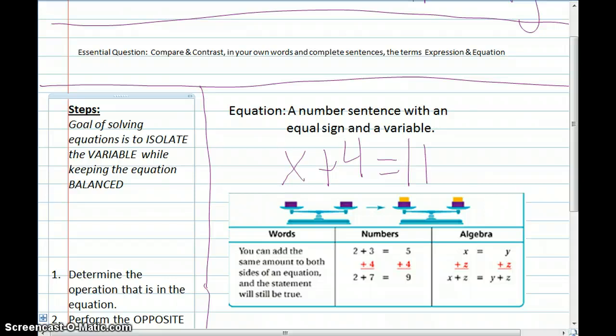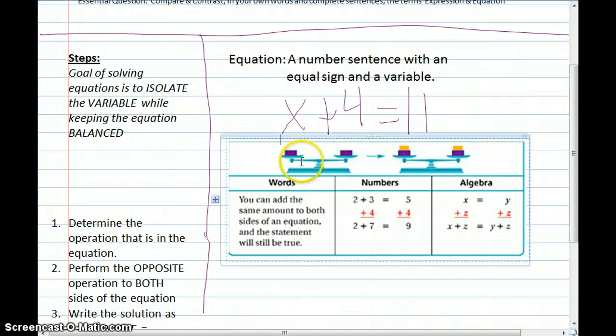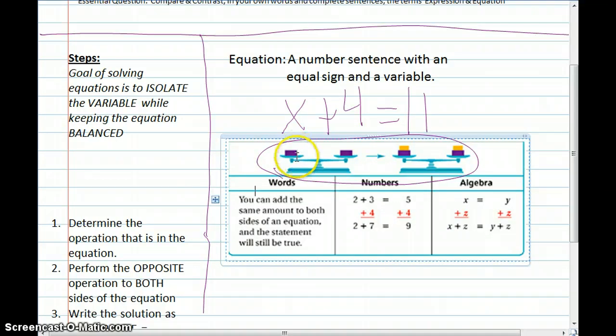The goal of solving equations is to isolate, which means to get by itself, the variable or the letter, while keeping your equation balanced at all times. Meaning you don't want to add or subtract or multiply or divide more to one side than you do to the other, because then it's no longer equal. You can see that in our little balance scale in our picture. This came from your book. You have your equation the way it was, and you can see they added a yellow brick to both sides, keeping it balanced.